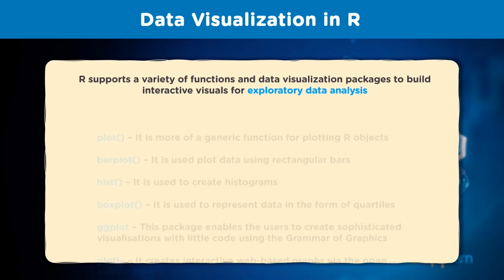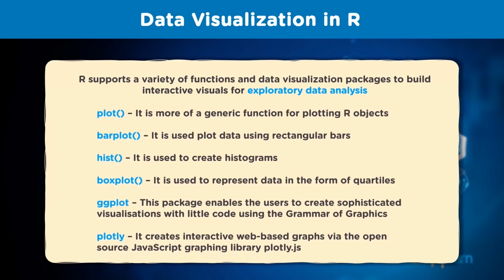Now, when you talk about different functions, we see here plot, which is for generic plotting. You have barplot, which is used to plot data using rectangular bars, or you can say creating bar charts. You have histogram, or the hist function, to create histograms, where you look at the frequency of the data, basically used to look at the central tendency of the data. You have boxplot, which is used to represent data in the form of quartiles.